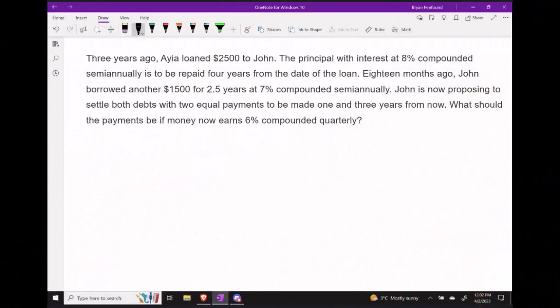Suppose that 3 years ago I loaned $2,500 to John. The principal with interest calculated at 8% compounded semi-annually was negotiated to be repaid 4 years from the starting date of the loan. 18 months ago, John borrowed another $1,500 for 2.5 years, and that money had a 7% compounded semi-annually rate applied to it.